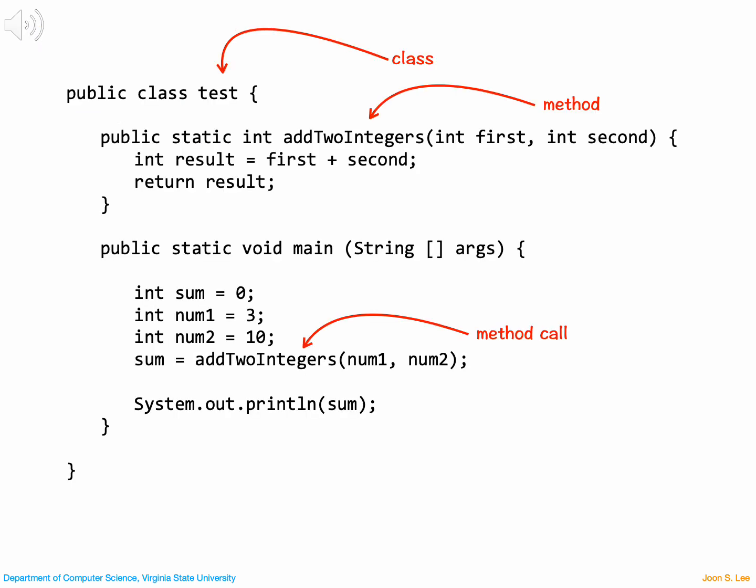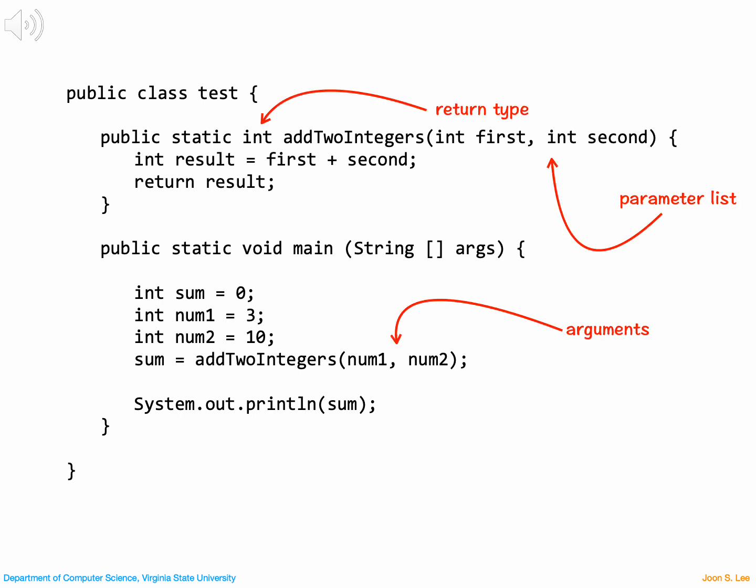Here are the key terminology you need to remember. We have a class, which is the outer structure. Inside the class, we define a method. Inside main, we make a method call. Int here is the return type. It tells us what the method sends back. Inside the parentheses, int first and int second form the parameter list. When we call the method, num1 and num2 are the arguments. Remember this distinction. Parameters are in the method definition. Arguments are in the method call.